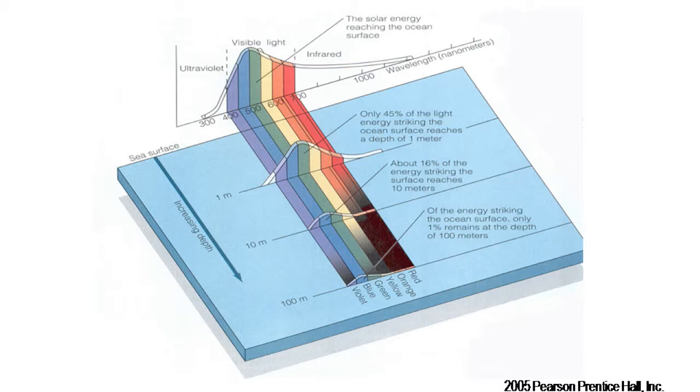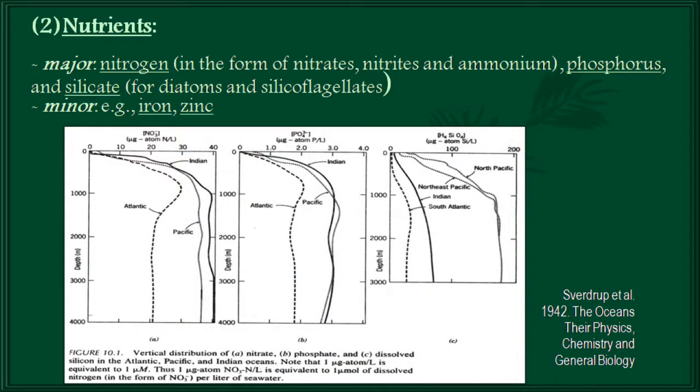The second key factor that influences primary productivity is nutrients. Basically, it's like agriculture. In order for the plants to grow, they need their fertilizers. And in the ocean, it's in the same form pretty much. You have your nitrogen and your phosphorus, and some special ones for other types of phytoplankton, for example, silicate for diatoms and silicoflagellates. Those are the major nutrients that primary producers need. Some of the minor ones are also key, such as iron and zinc.